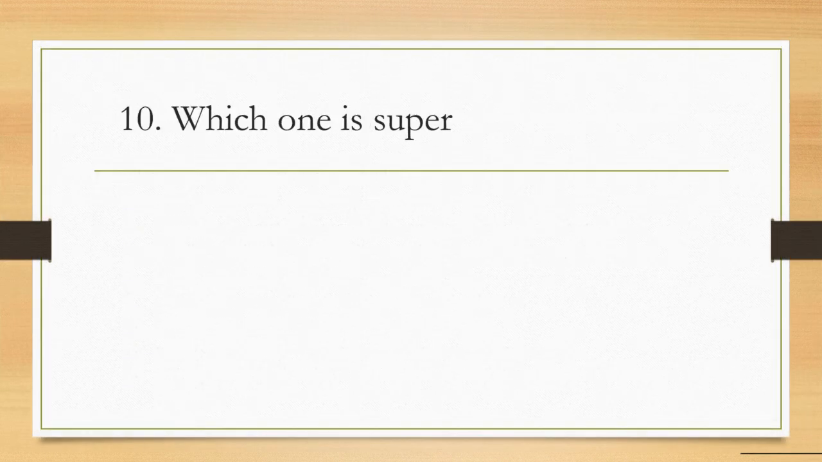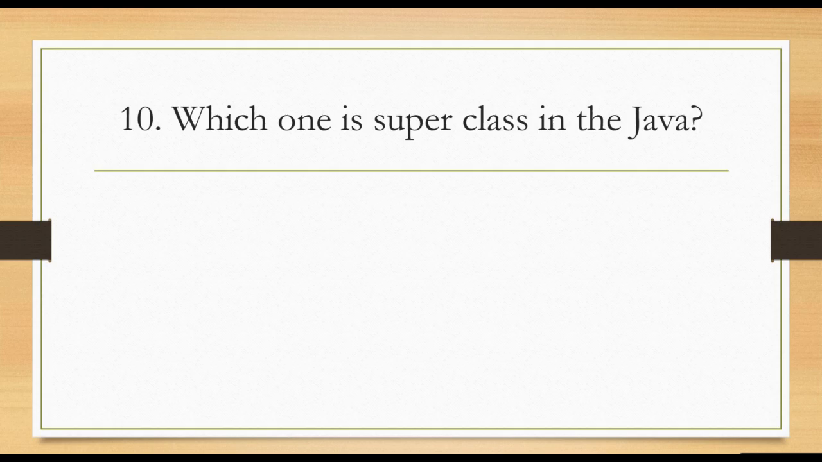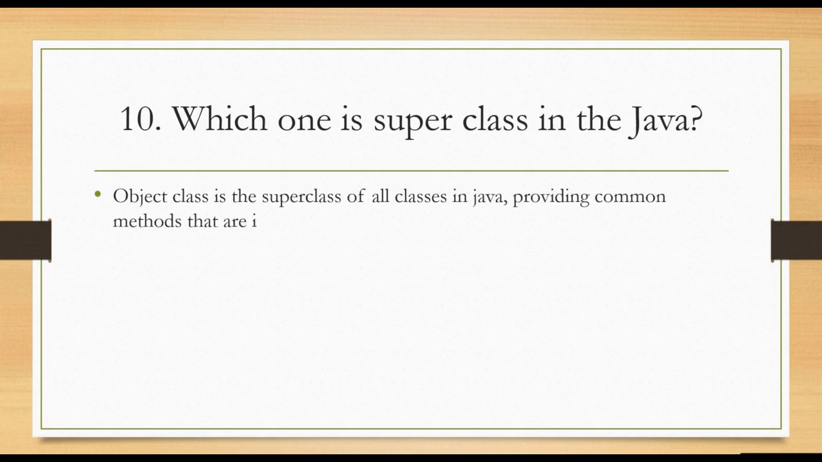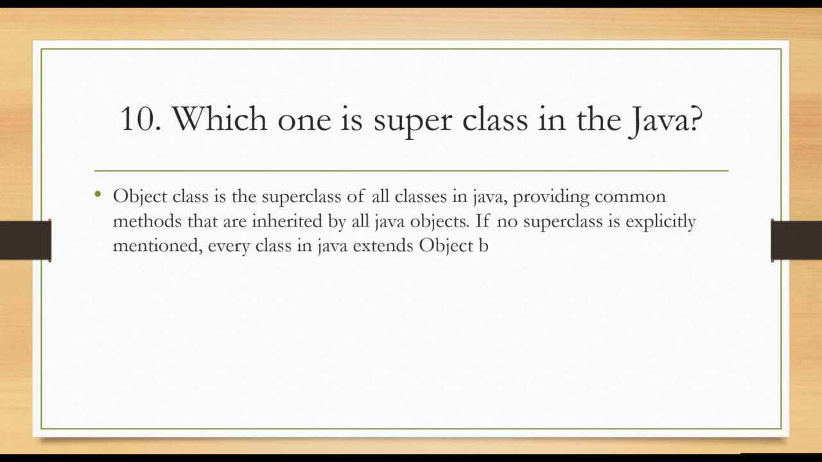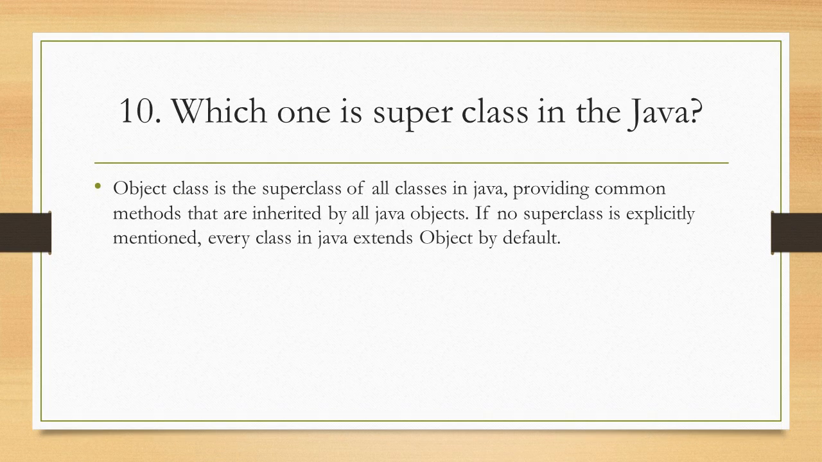The next question is: which one is the superclass in Java? That is a very basic question. Sometimes the interviewer will ask which class is the superclass of all Java classes. The Object class is the superclass of all classes in Java, providing common methods that are inherited by all Java objects. If no superclass is explicitly mentioned, every class in Java extends Object by default. So Object is the parent class of all Java classes.